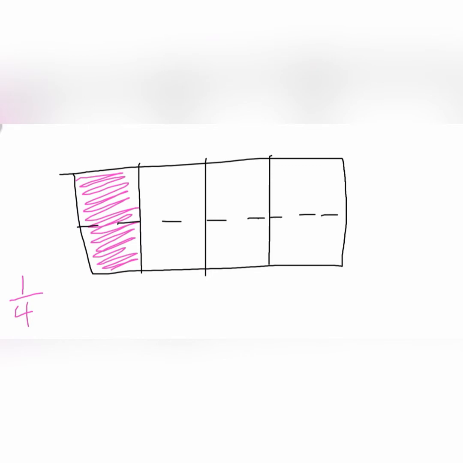So what happened? There were 4 pieces and now there are 8. We cut each fourth into 2 equal pieces to make 8ths. There are more parts, but they're smaller. So we realize that 2 times 1/8 is the same as 1/4. How many 8ths are shaded?